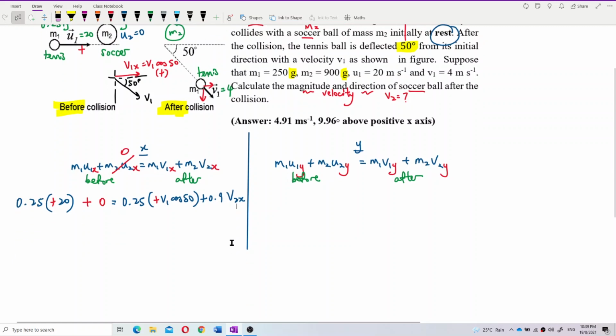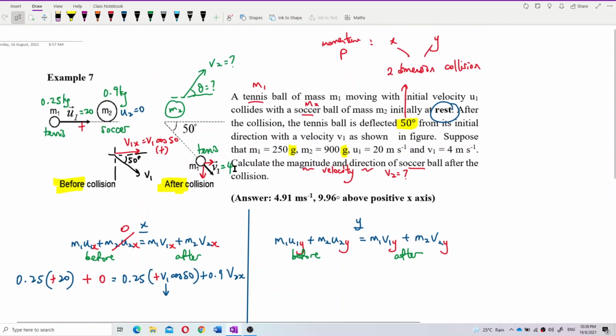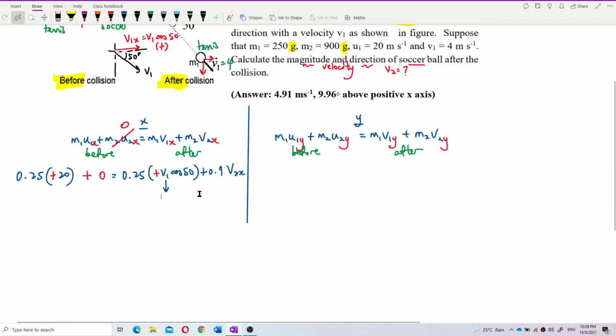Okay, now let's solve the x component parts. V1, just substitute V1. What is V1 again? V1 just now is 4. You see that? V1 is 4. So just put V1 as 4. So I think this formula you can solve already. You can find V2x immediately. V2x is equal to, let's calculate.